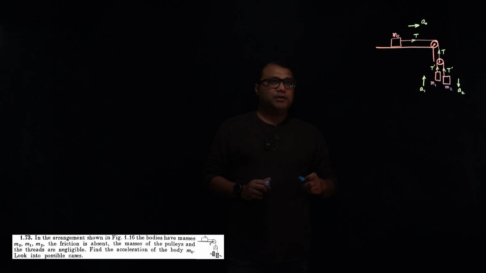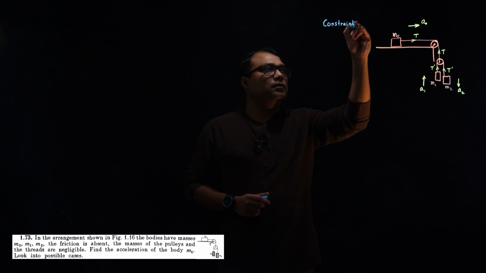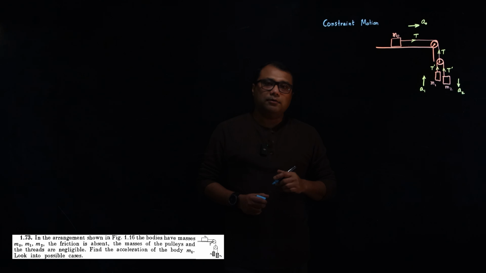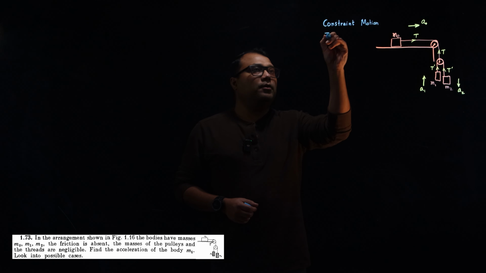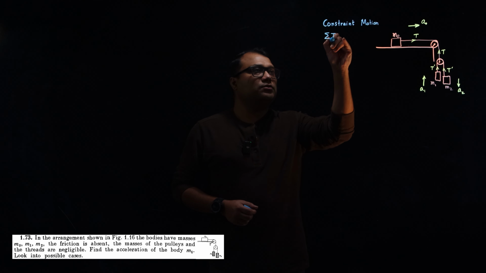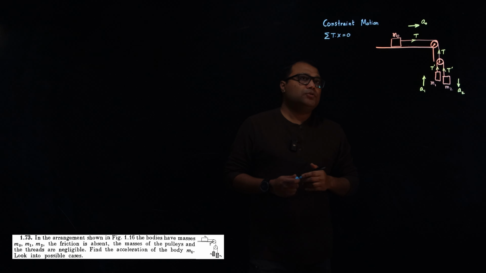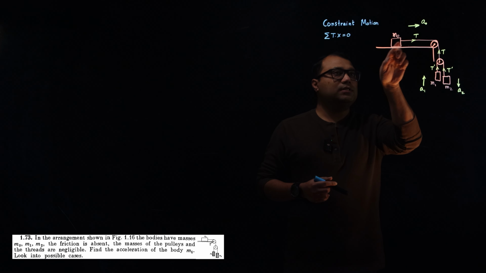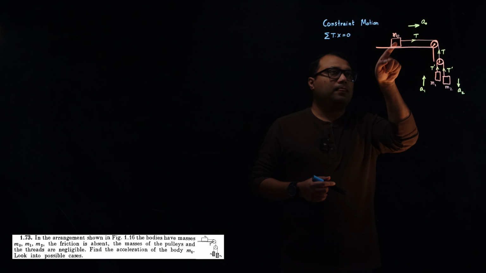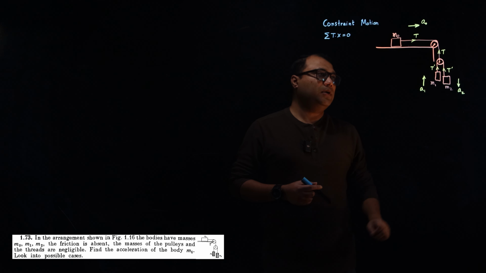It is called constraint motion. So, in constraint motion, the work done by tension forces is equal to 0. So, the sum of work done by tension forces, T dot x, is equal to 0. So, which tension forces are doing work? This tension force is displacing m0 by some distance. So, this is doing work.